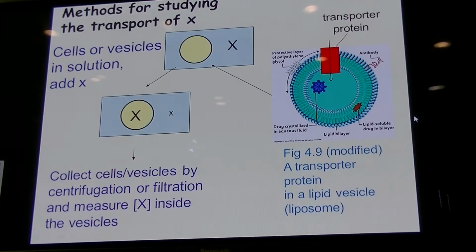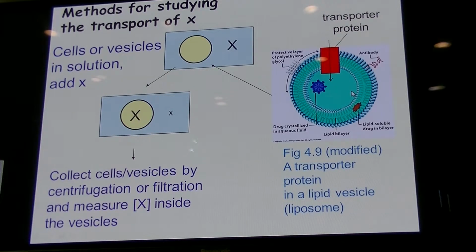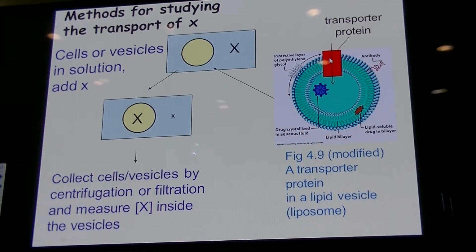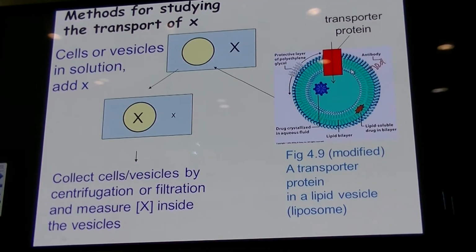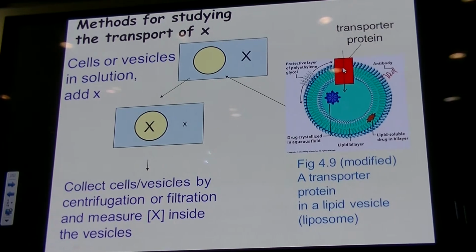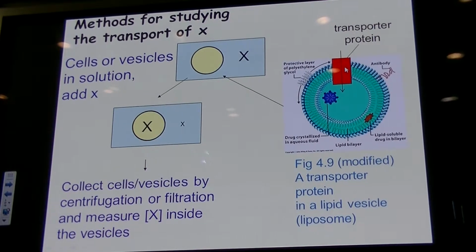Or we can have other systems where we isolate membrane-forming lipids, which by the way you do by adding chloroform and methanol to cells. You extract the lipids, you can then separate them using chromatography, and then you can put them back in water and they spontaneously form these structures, which we call liposomes. Now, if you've also purified a protein that you think is a transporter, not an easy task, but if you've done that, you can incorporate that protein in your liposome.